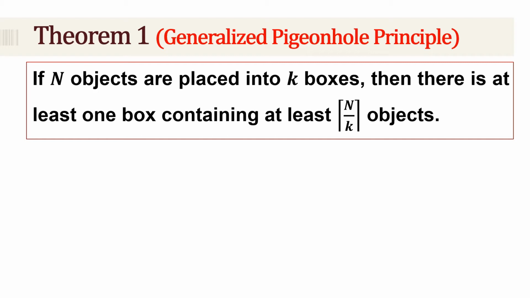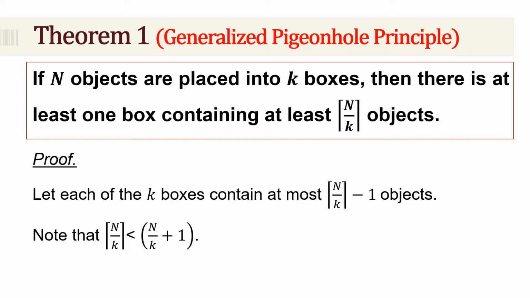Now that we know the simple form of the pigeonhole principle, punta naman tayo sa generalized pigeonhole principle. It states that if n objects are placed into k boxes, then there is at least one box containing at least the ceiling of n over k objects. So to prove that, gamitin ulit natin yung contradiction.